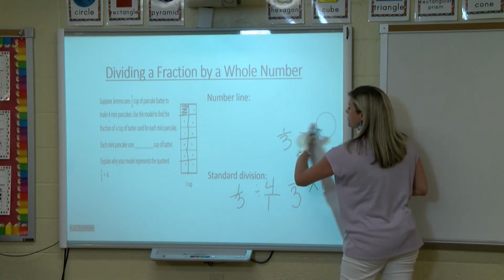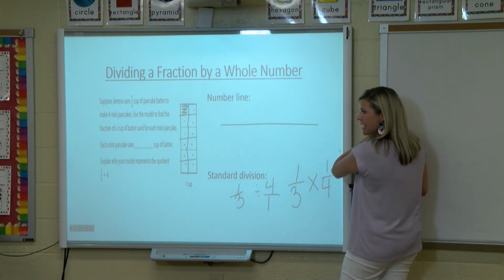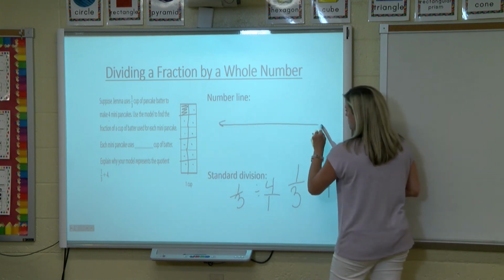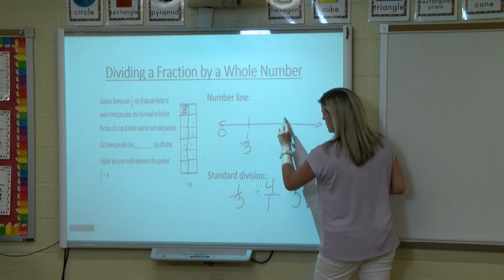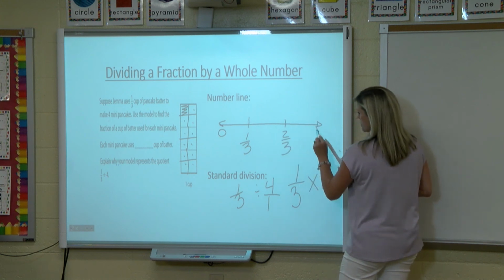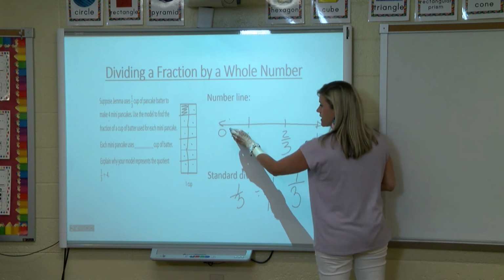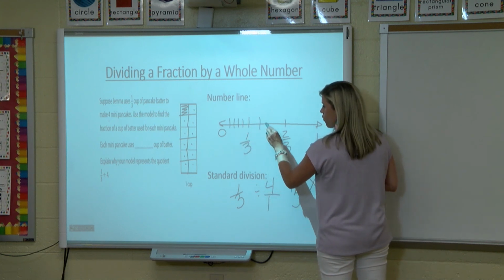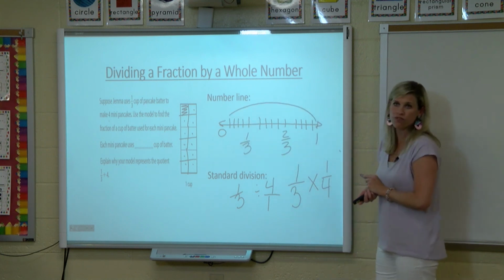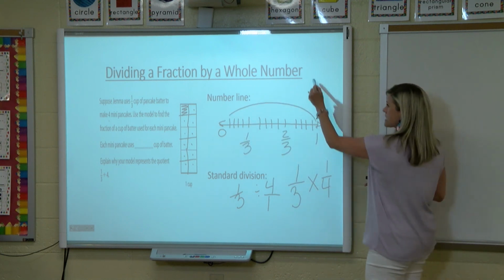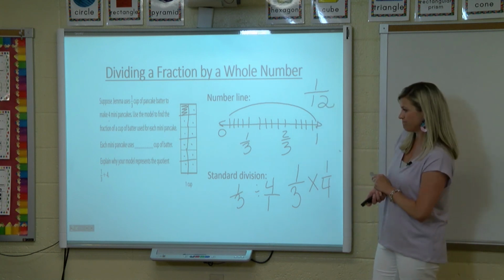If I have my number line and I have 3/3, 1/3, 2/3, and 1/2 or 3/3, again, I can break these into 4 sections to make the 12. And so 1 mini pancake is 1/12 of the batter. Okay?